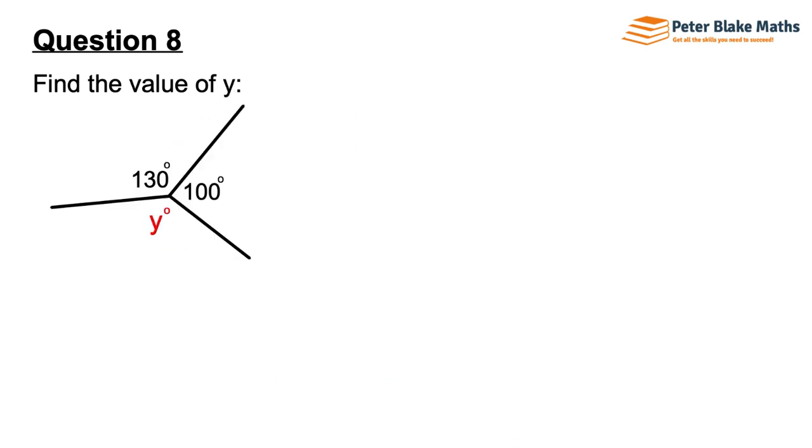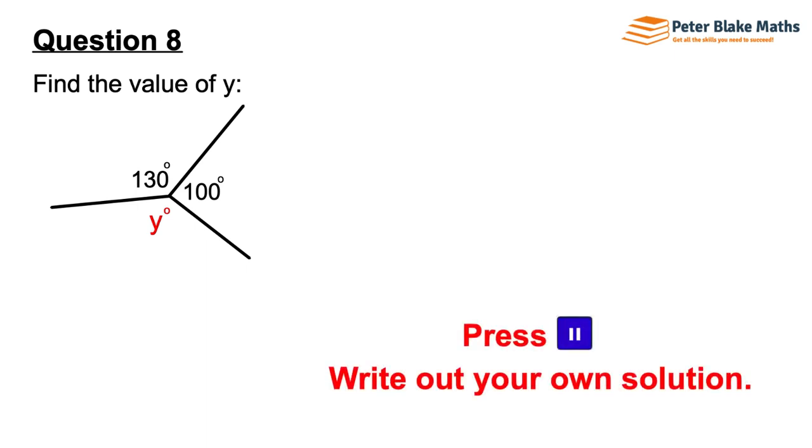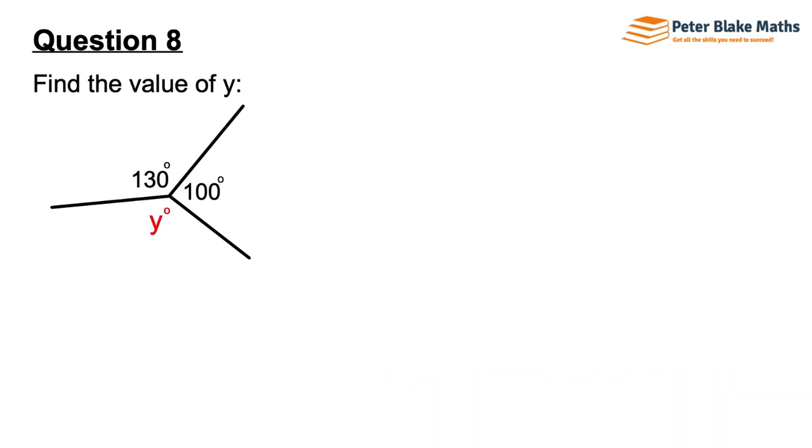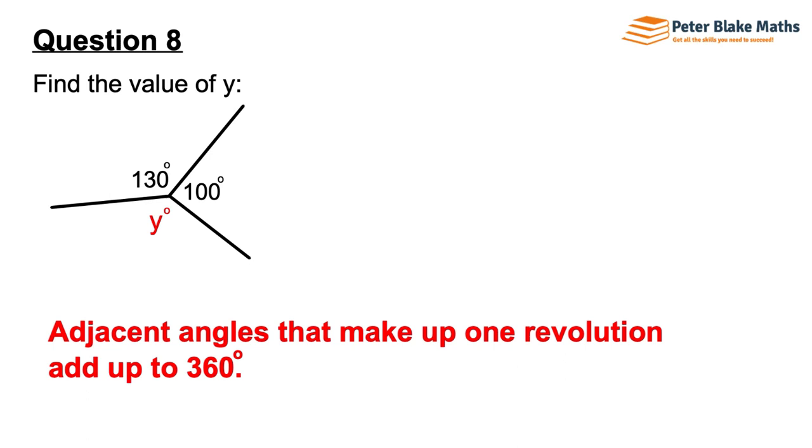Question 8. Find the value of y in the diagram. Adjacent angles, and there's 3 of them here, that make up one revolution, we know they add up to 360 degrees altogether. So we can see that y plus 100 plus 130 should equal 360 degrees. So that'll be the basis of our solution.